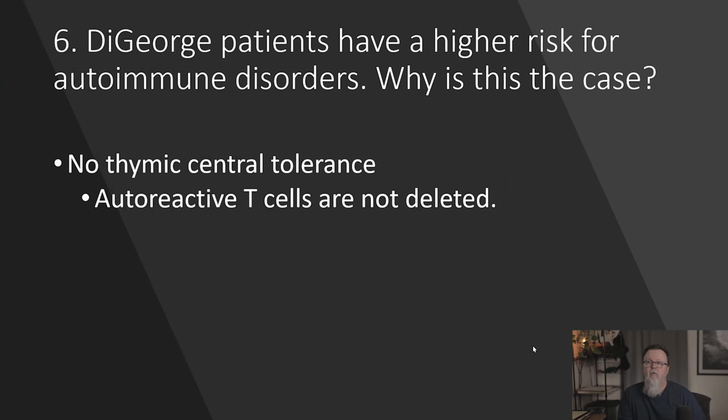And number 6, DeGeorge patients have a higher risk for autoimmune disorders. Why is this the case? So there's no negative selection going on for autoreactive T cells, and so those T cells are not deleted. Therefore, even though these patients have very low levels of T cells, some of the T cells that are there can be potentially autoreactive, and if there's any clonal expansion of those cells, that can result in an autoimmune disorder.